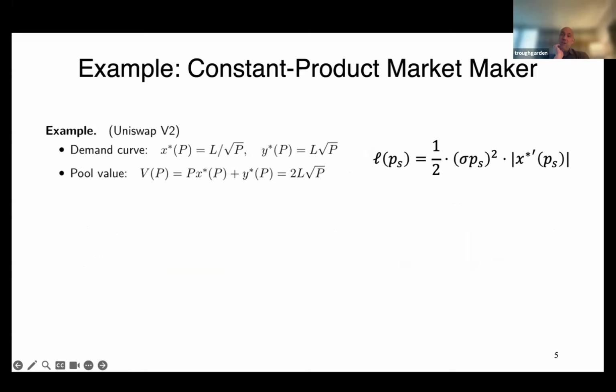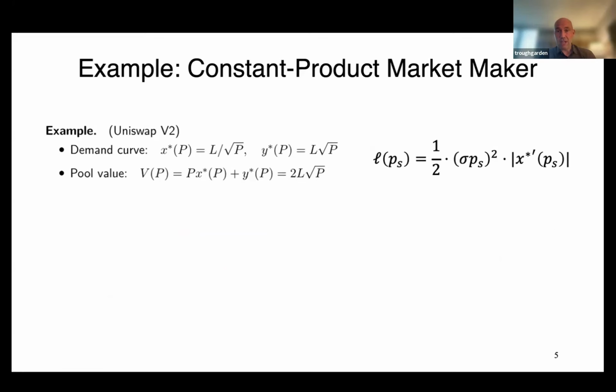Now let's evaluate the formula we had a couple slides ago. And here I'm showing you the instantaneous lever. So let's just literally plug in and see what we get, okay? So in the instantaneous lever, we see that we have not just the demand curve X star, but the derivative of the demand curve. That's what we're calling the marginal liquidity.